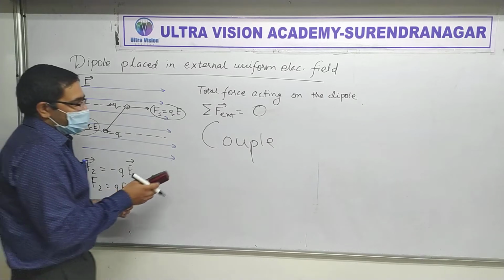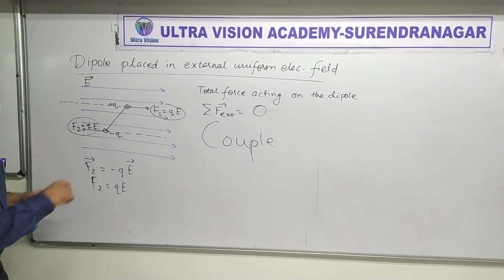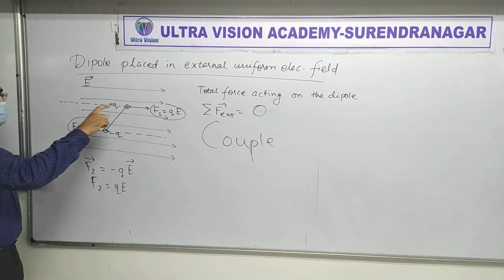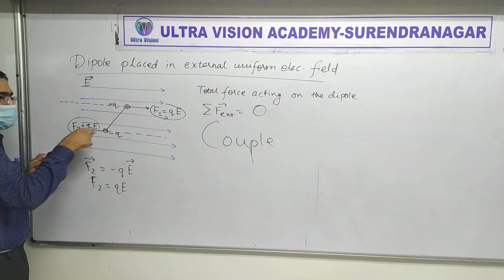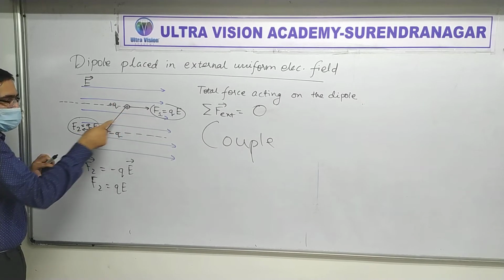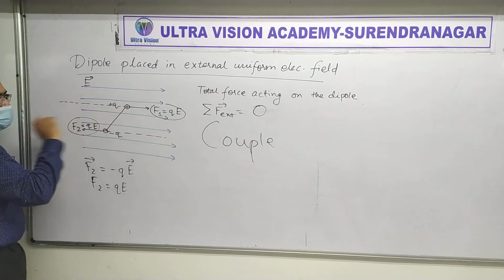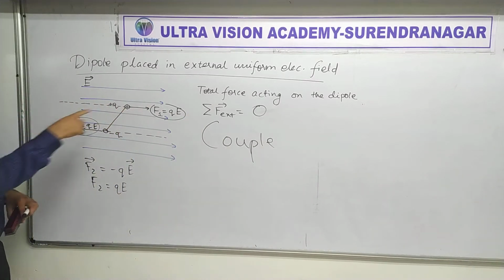Anyways, what is the meaning of a couple again? Where you have two forces which are opposite in direction and equal in magnitude. So what's the total force? 0. But their torque is not 0. Think about it. Look at these forces.